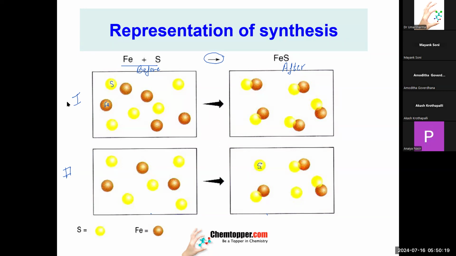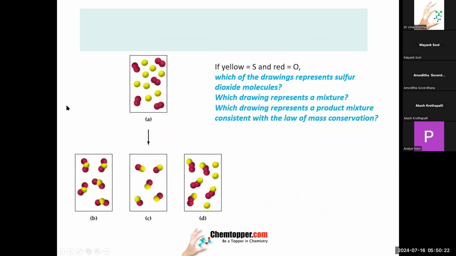Limiting reactant we have already done earlier. Okay, check here. What's the reaction? First, let's write the reaction. Yellow is sulfur, red is oxygen. So the reaction is sulfur plus, see this picture, O2, giving you sulfur dioxide. So which one is the correct representation?